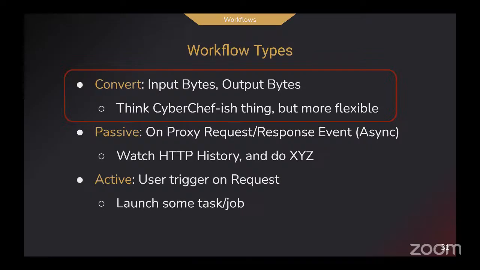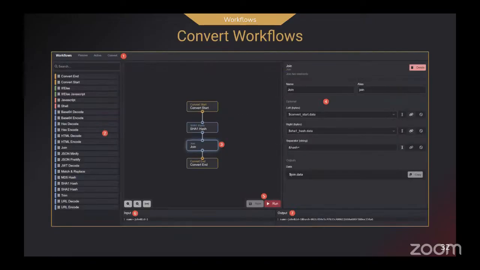When you hear convert, I want you to think bytes in, bytes out. There, you provide some string, some set of bytes into the workflow. It will do some operation on it, and it will output some set of bytes. And those are how we perform a lot of operations like base64 encoding, URL encoding, JSON beautification or minification, those sort of things. So let's go ahead and check that out. Next slide. Here is the beautiful workflow interface that we work with.